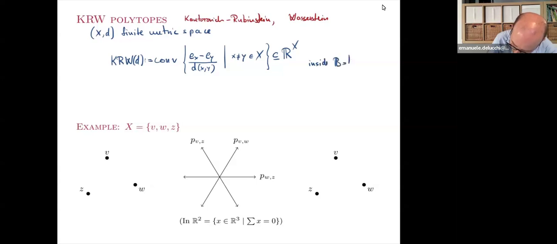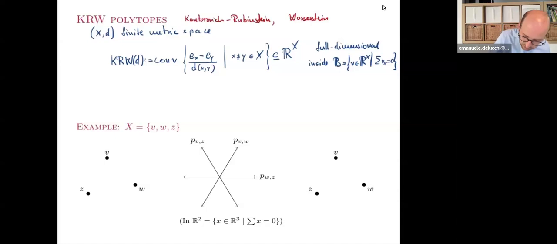We already see that the whole thing lives inside the subspace of all vectors where the sum of the coordinates is zero, right? Because the sum of the coordinates of these is always zero. And in fact, this is full dimensional inside here. So the dimension is the cardinality of X minus 1.